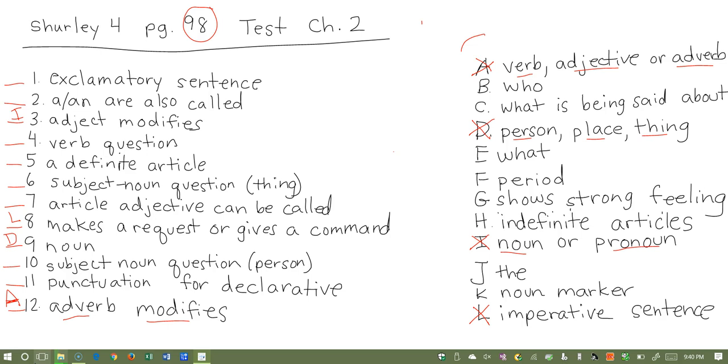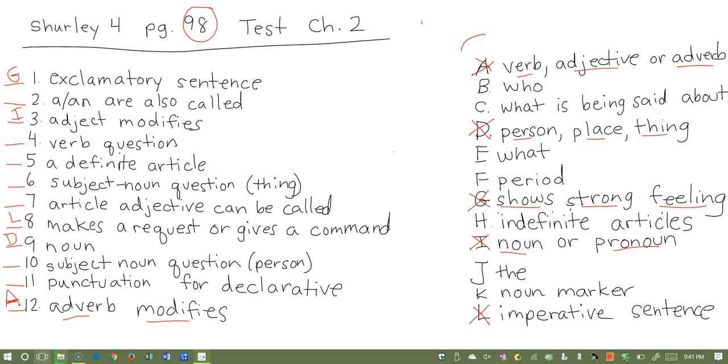Ooh. What about this one? Shows strong feeling. I have a feeling there were lots of these kind of sentences in our lunch recess today. There's a lot of strong feeling. So I wonder what kind of sentence shows strong feeling. Oh, that's exclamatory, isn't it? An exclamatory sentence shows strong feeling. Did you get it marked down? Get it crossed off?